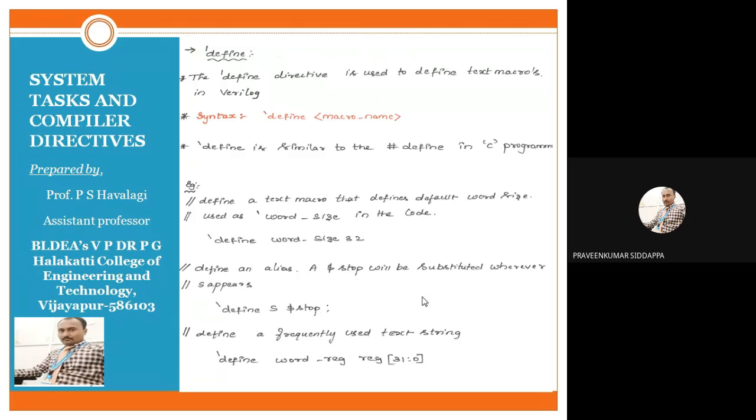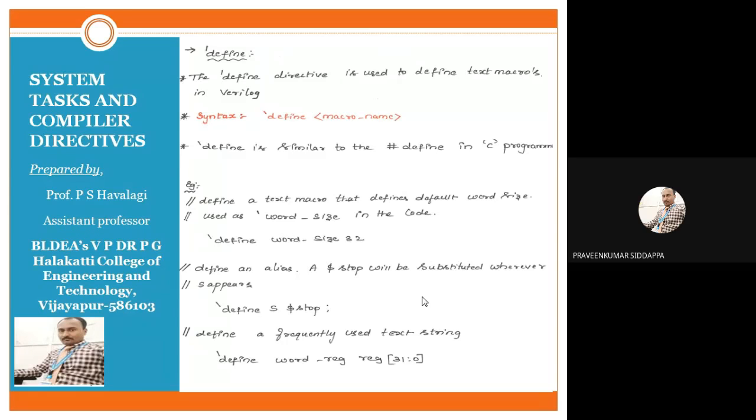I have given one or two examples in your slide. In the first example I have written a comment, and after that comment we have written the standard instruction syntax. Define a text macro that defines the default word size. We require this word size in the program, so we should define it, and it is used in the code in the format word underscore size.